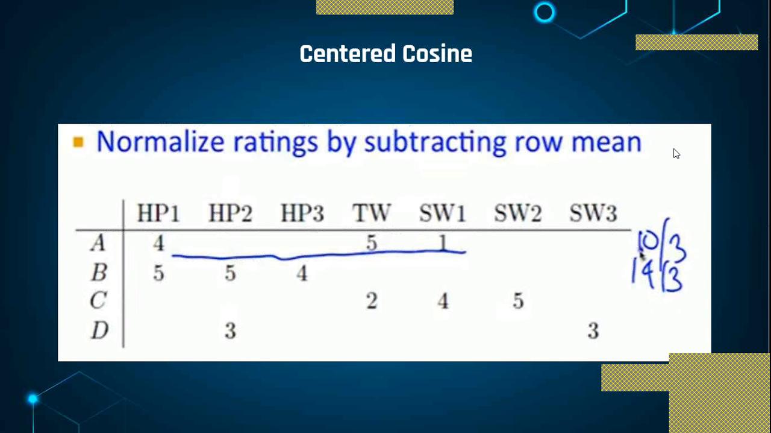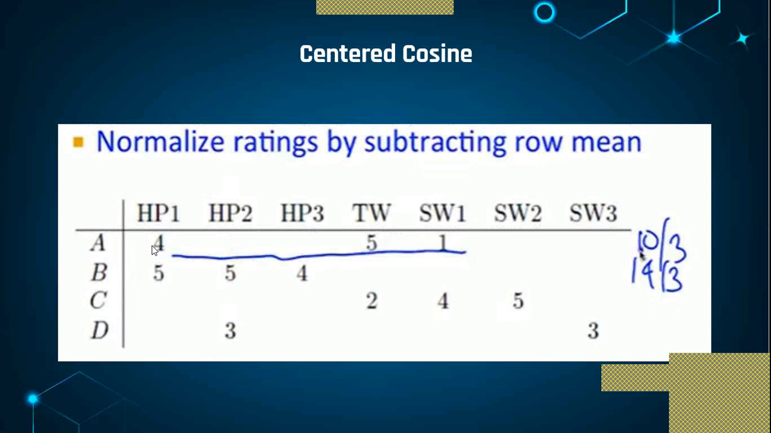Now the third type to find the similarity is called the centered cosine. The first one is the Jaccard similarity, the second one is the cosine similarity, and the third type is called the centered cosine similarity. So how do we find the centered cosine similarity? To solve the problem of centered cosine similarity, what we have to do is add up the vector.